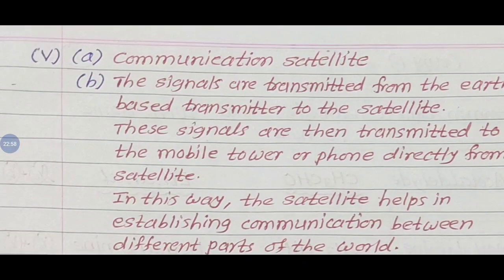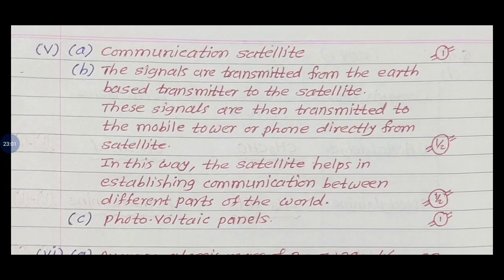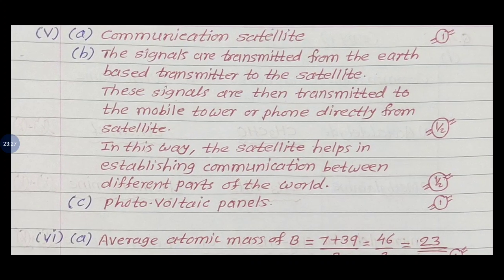Next. The satellite shown in the figure is a communication satellite. So we are writing the phenomenon. See that. Second option, the signals are transmitted from the earth base transmitter to the satellite. These signals are then transmitted to the mobile tower or phone directly from the satellite. In this way, the satellite helps in establishing communication between different parts of the world. You are getting half a mark for these 2 points.